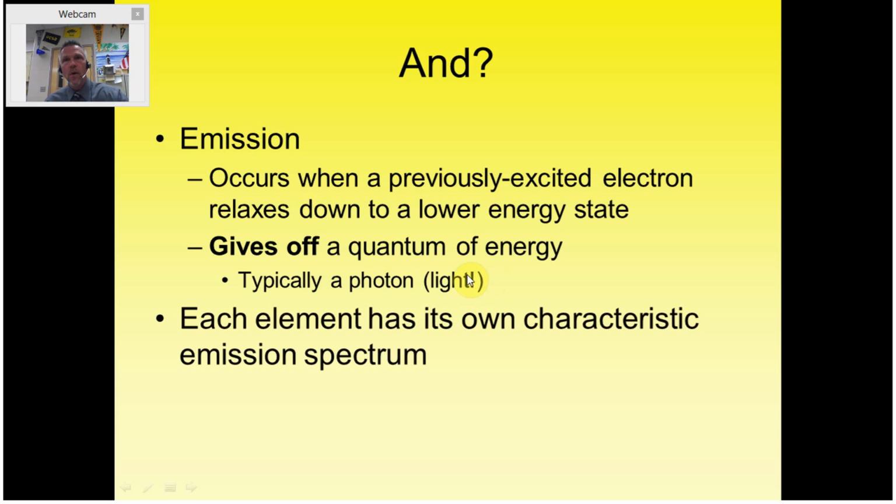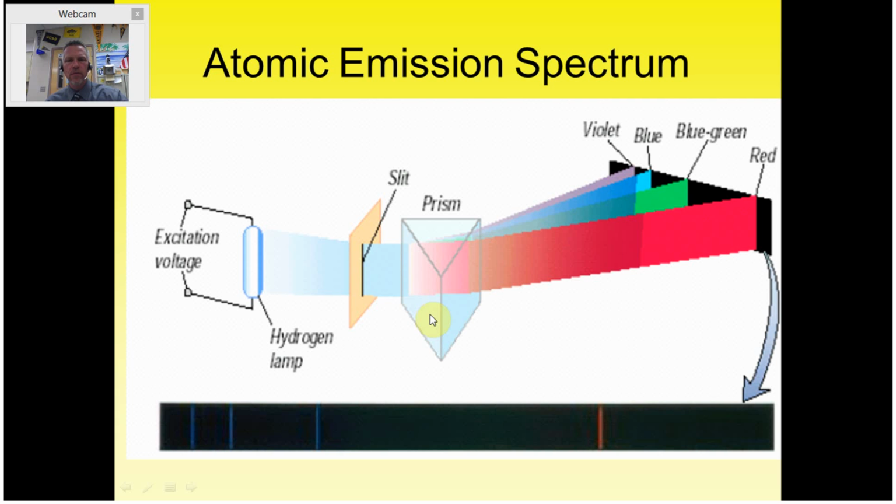And so if you've got a sample of an element, like hydrogen, for example, on the next slide, there's an example. If you excite the electrons in hydrogen and then allow them to relax, they will give off photons of light in a characteristic spectrum. Each element has its own characteristic electromagnetic emission spectrum, and the spectrum for hydrogen is different than the one from helium, than the one from argon, and so on. This is a quick example of that.